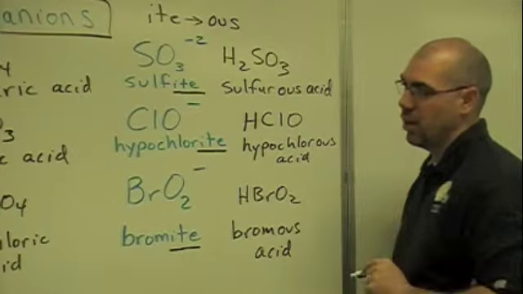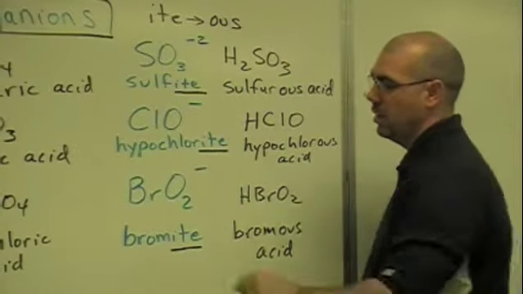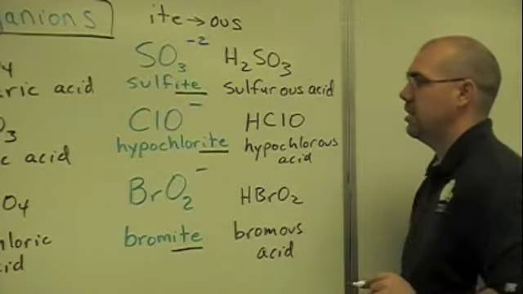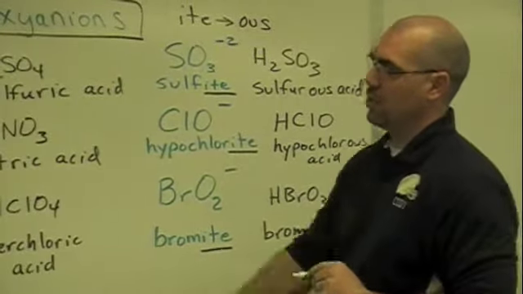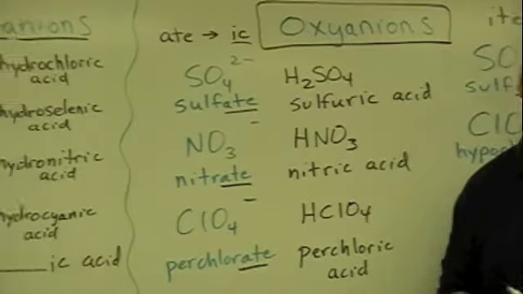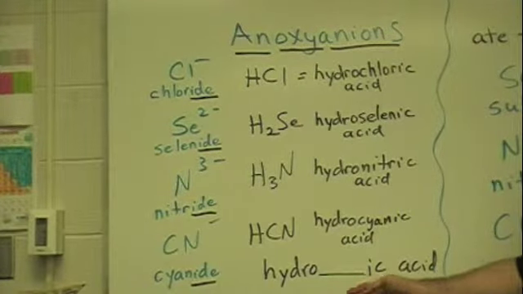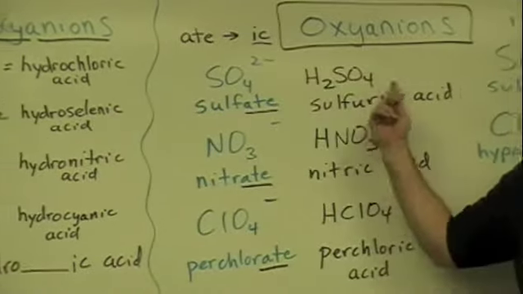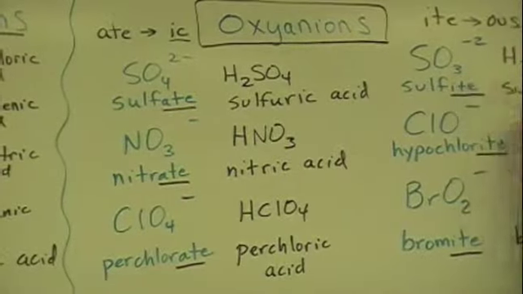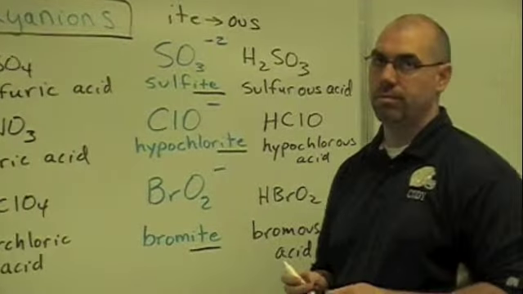So 3 categories: hydro blank ic, ic, and ous acids. And all you have to remember is no O means a hydro blank ic acid. Ate to ic, ite to ous. Not too bad.